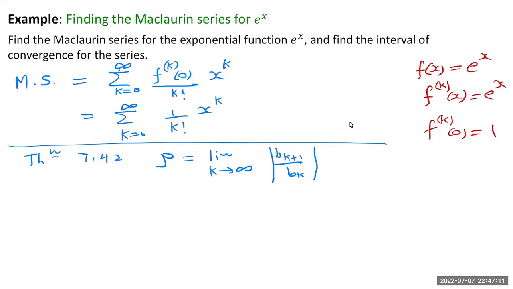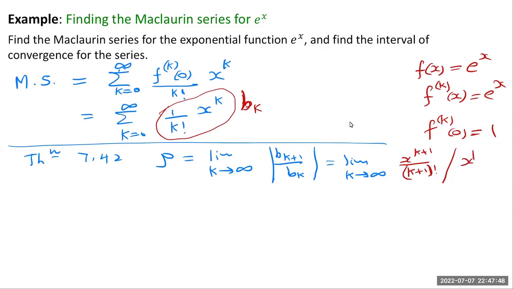Okay, we are following a similar procedure as we did in section 8.2 to find the interval of convergence and the radius of convergence, of course. This is going to be the limit as k approaches infinity. What is b_k plus 1? By the way, what is b_k? b_k is this expression, the general term of your series. b_(k+1) is going to be x to the power k plus 1 divided by (k plus 1) factorial, divided by b_k, which is just x to the power k divided by k factorial.